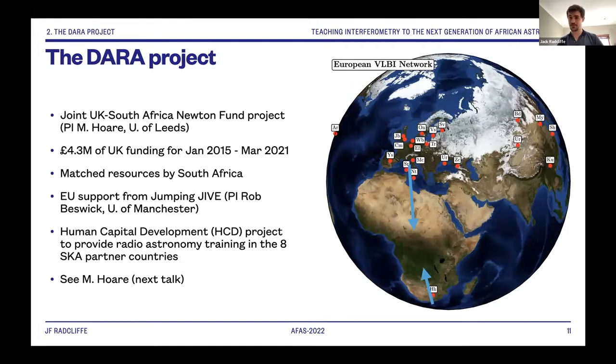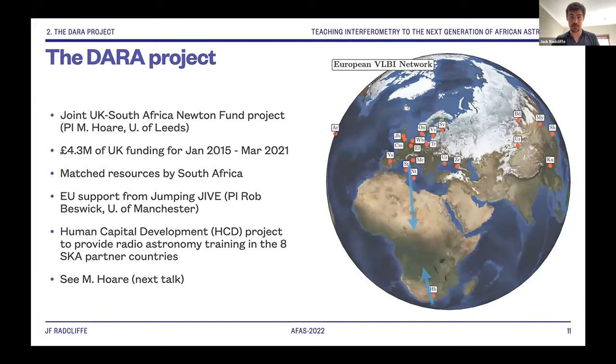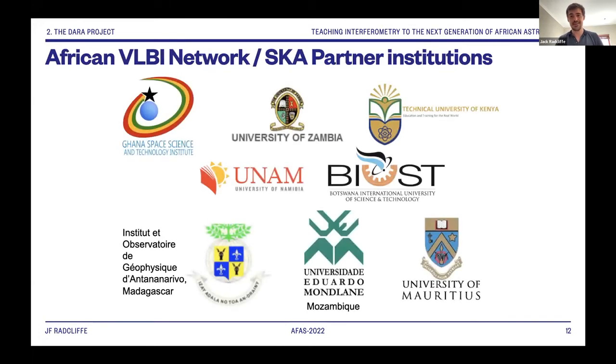So I'm going to skip very quickly through this. It's a joint UK-South Africa project with now EU support, and it's a human capital development project to try and provide training in the 8 African partner countries. It has been going since January 2015, and it's about to end in 2021. Melvin will tell you more about the amazing stuff that's come out of DARA over the last 7 years, almost. Should be March 2022, sorry. Keep on forgetting, it's still 2020 in my head.